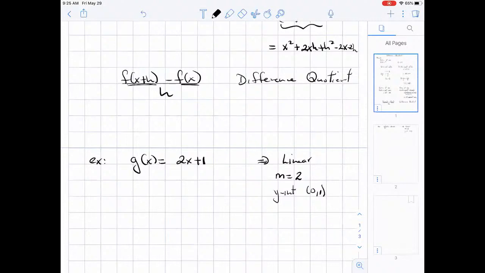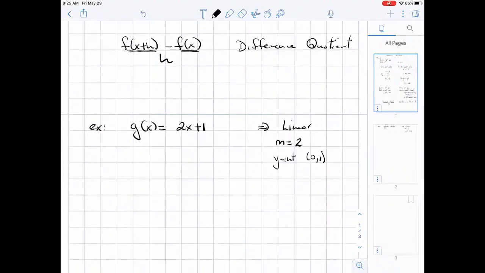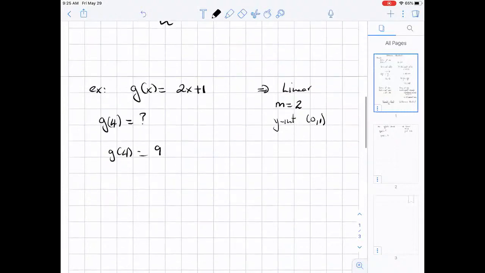Okay, now, suppose I ask you, what is g of 4? Can you find that for me? What is the value of g of 4? 9. G of 4 is 9. That is 100% correct. So this was part 1. Part 2, suppose I ask you, what is g of x plus h? Can you find that for me?